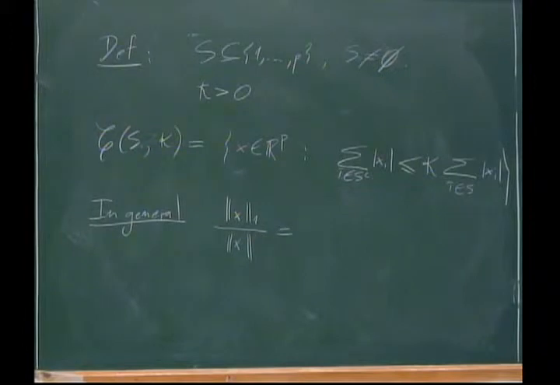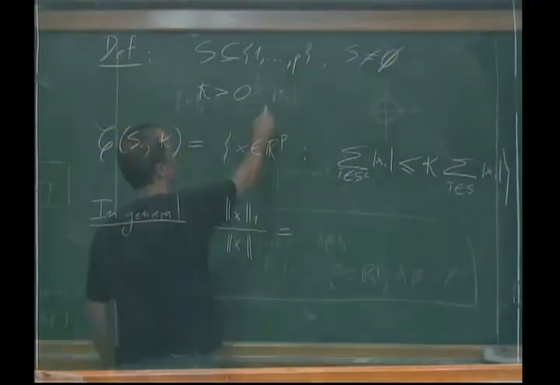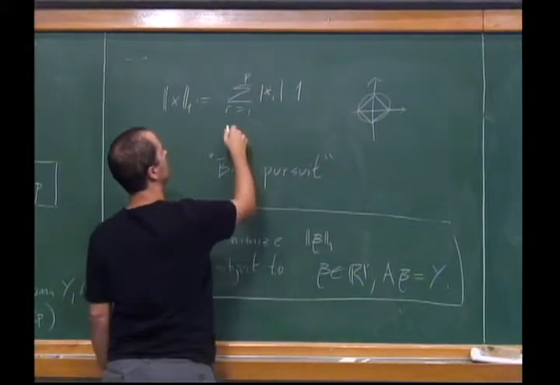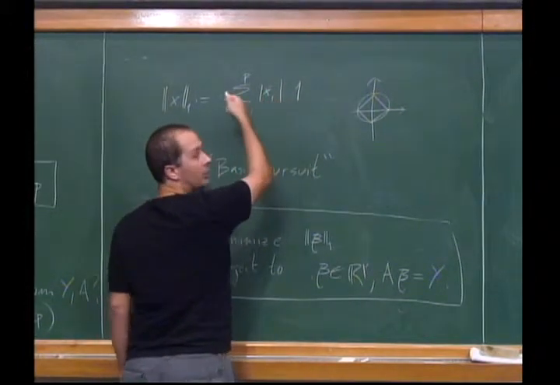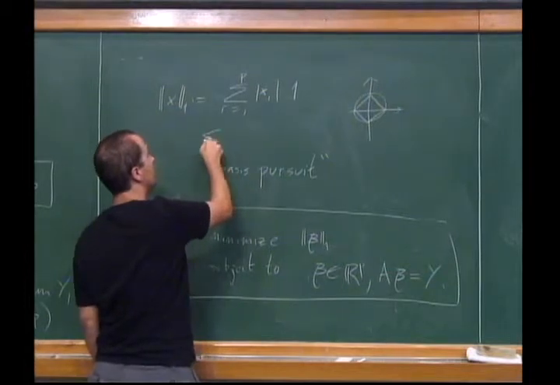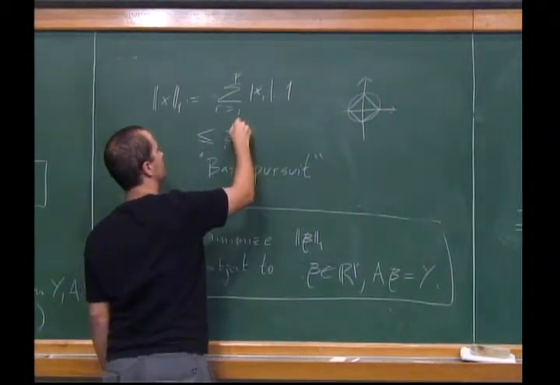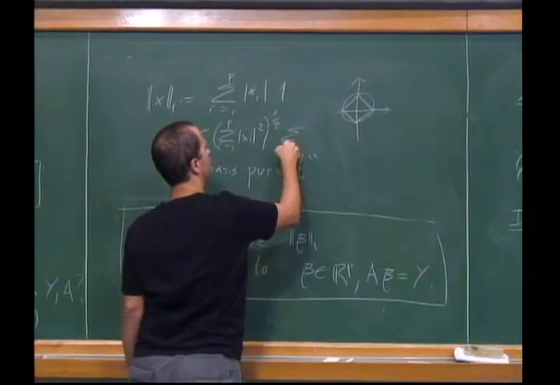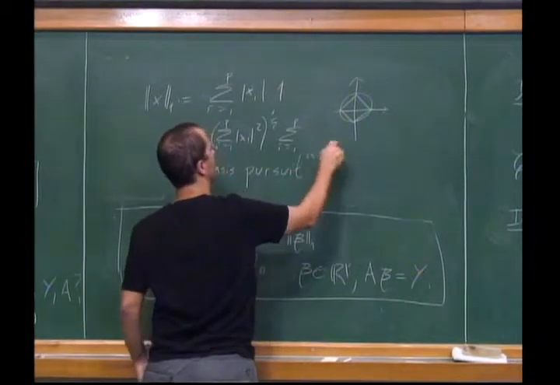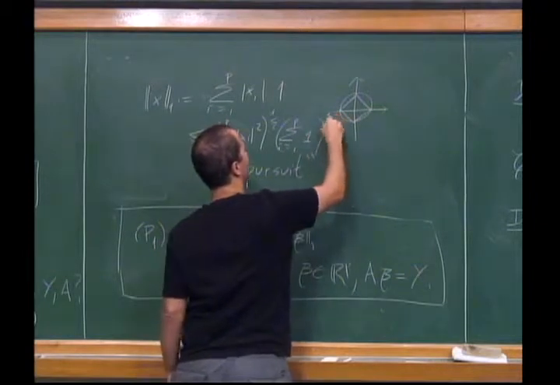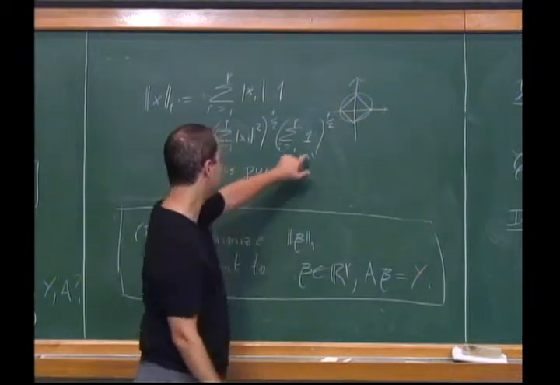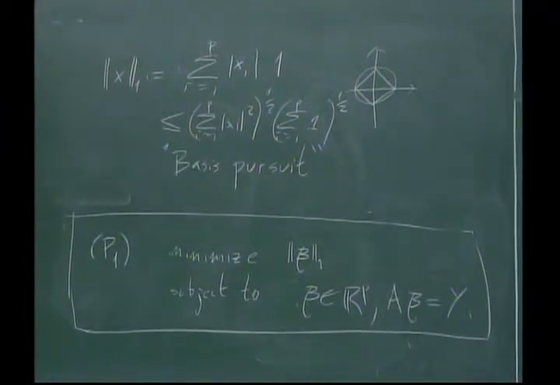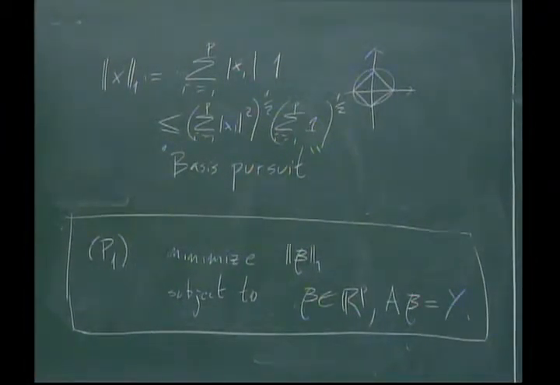There is an upper bound for this which comes from Cauchy-Schwarz. You look at this, and here you have an inner product of some sort. So you can say this is less than the square root of p times the L2 norm. So in general, this inequality here is best possible.